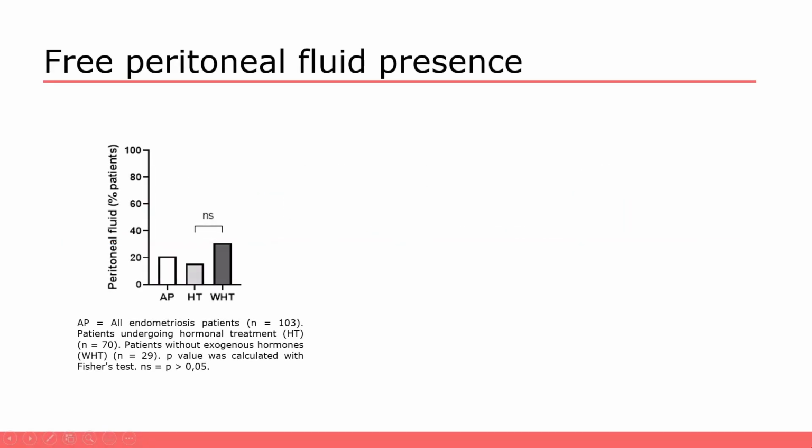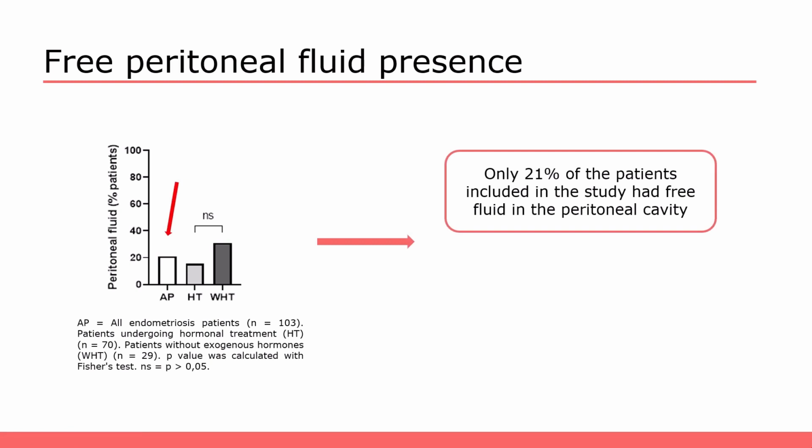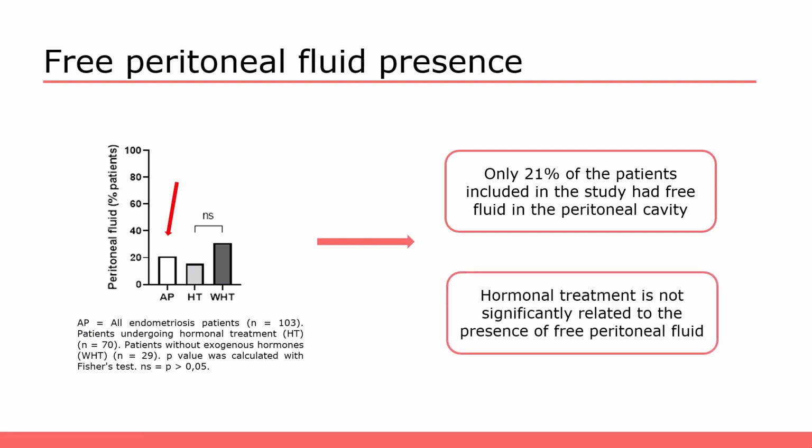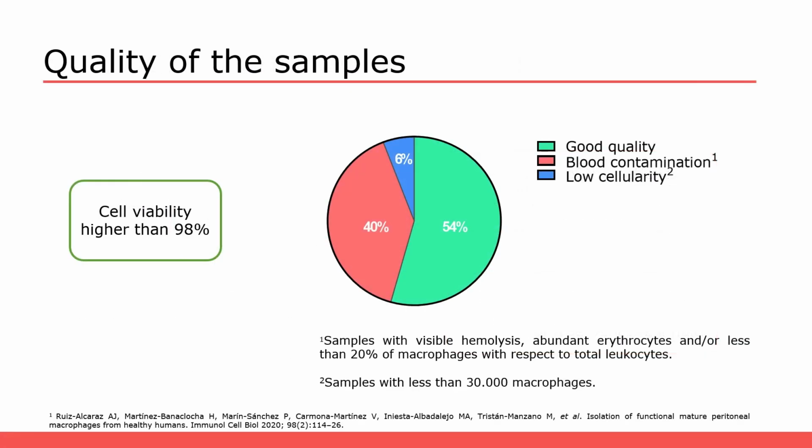Despite some authors' indications that the volume of peritoneal fluid in women varies from 5 to 200 milliliters, we found it in only 21% of the patients included in the study, and this proportion was not significantly related to hormonal treatment intake. Next, we analyzed the quality of the free peritoneal fluid and lavages obtained, which presented a cellular viability higher than 98%. Blood contamination is a major problem in peritoneal samples, which may be due to a rupture of the blood vessels during the surgical procedure or previous events, as a consequence of endometriotic lesions or as remnants of retrograde menstruation. Nevertheless, in all cases, blood contamination would alter the results obtained.